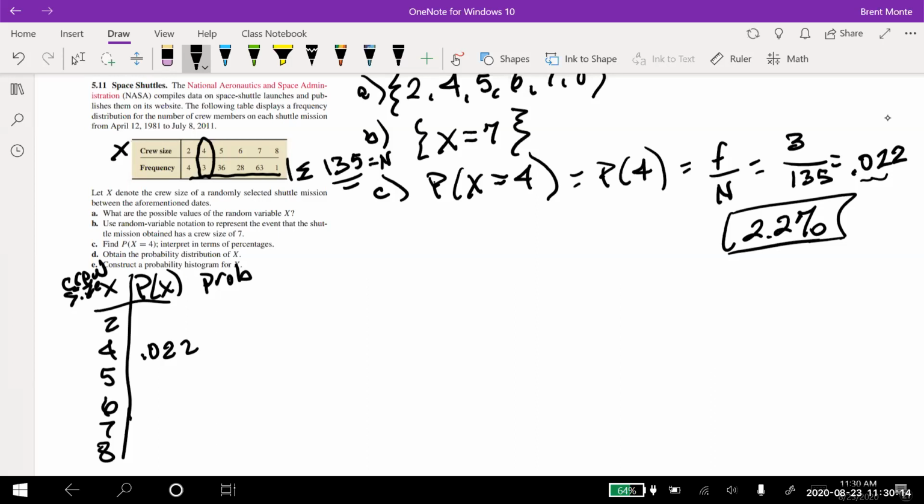But for 2, we'll put that in blue. In 2, we had a frequency of 4. So this one's going to be 4 out of 135. This for a crew size of 5 will be 36 out of 135. And we'll just continue to do that to get the values. That's where that probability number is going to come from.